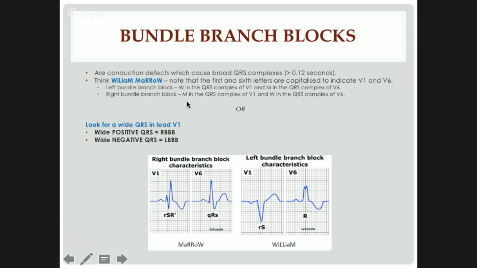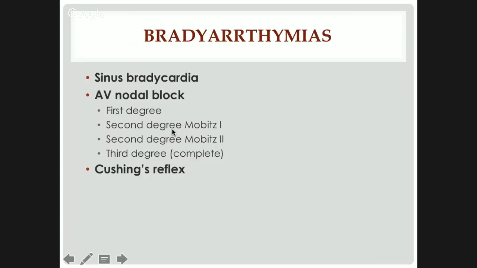Look at lead 1, look at the QRS. If the QRS complex is broad and positive, it's a right bundle branch block. If the QRS complex is wide and negative, it's a left bundle branch block. It's as simple as that, as long as you don't start looking at incomplete bundle branch blocks. For Monash purposes, you just need to know left and right bundle branch block. Everyone happy with that? Don't worry about digoxin.